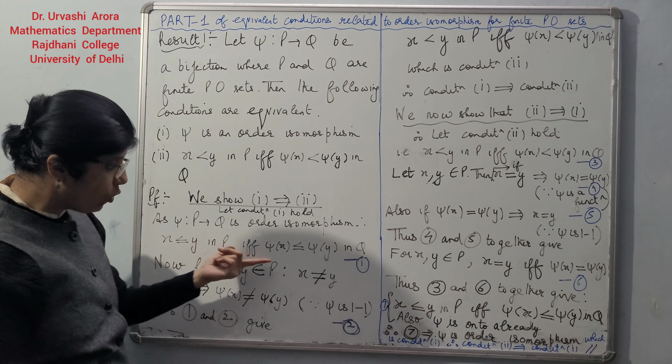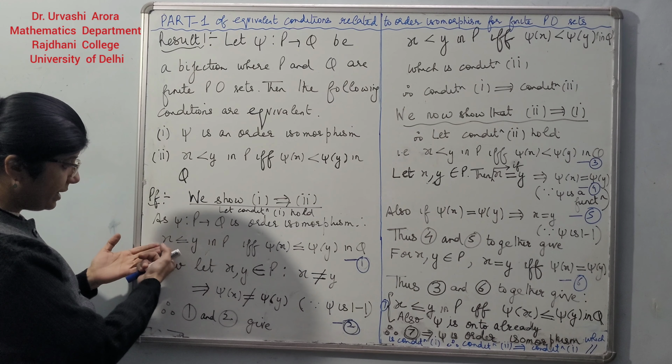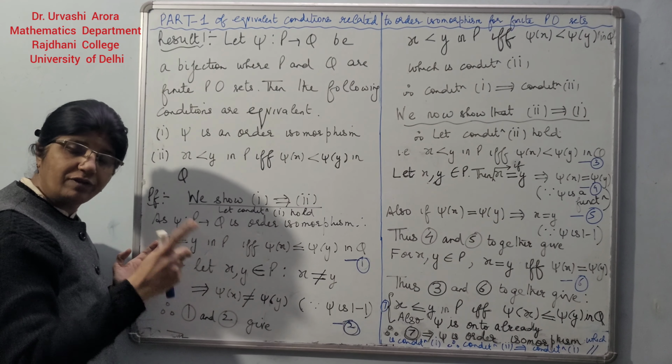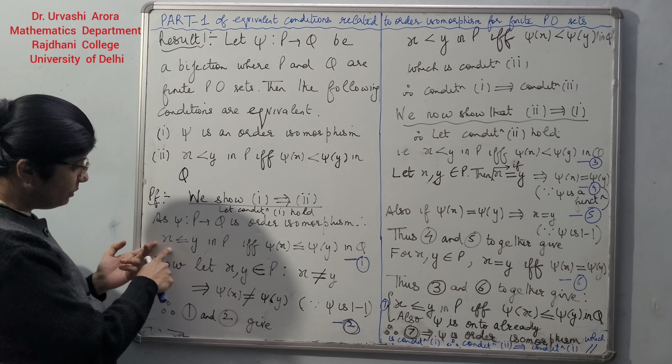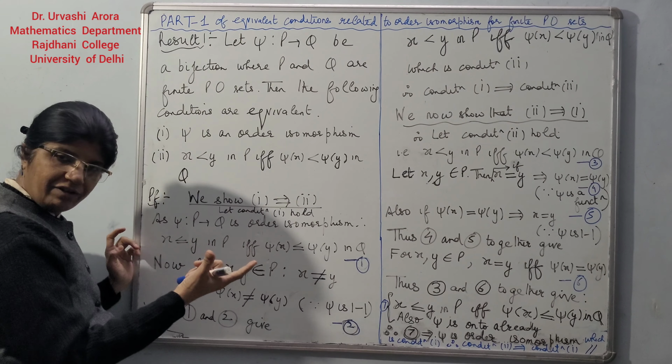And order embedding means what? Because psi is an order isomorphism, it is onto and it is an order embedding, which means that if x is related to y in P, then their images also behave in the same way.